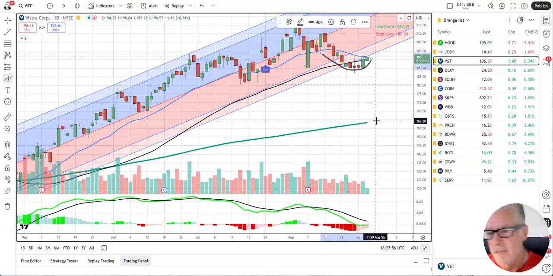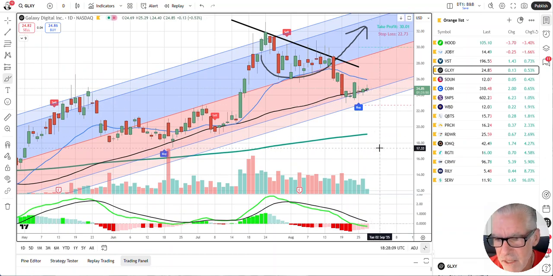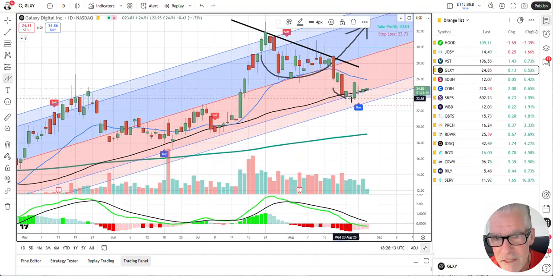I like this setup. Now, I'm already long shares of this one, and so I wouldn't be playing the calls here, but we'll look at this one. I think this is probably going to make the short list. GLXY is a satellite play, and it's got a nice uptrend going. It's got the rounded bottom, and yeah, I like this one too. Some good volume coming in.